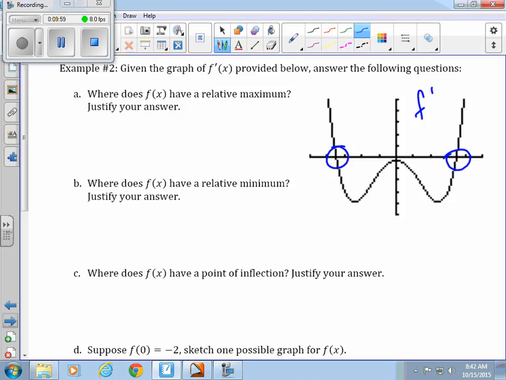Now we could draw a sign chart. The first day I did one of these, I drew a sign chart here. Can you do that? Yeah, you can if you want to. Do you have to? Probably not. So let's look. This is 1, 2, 3. 3.5? Negative 3.5.